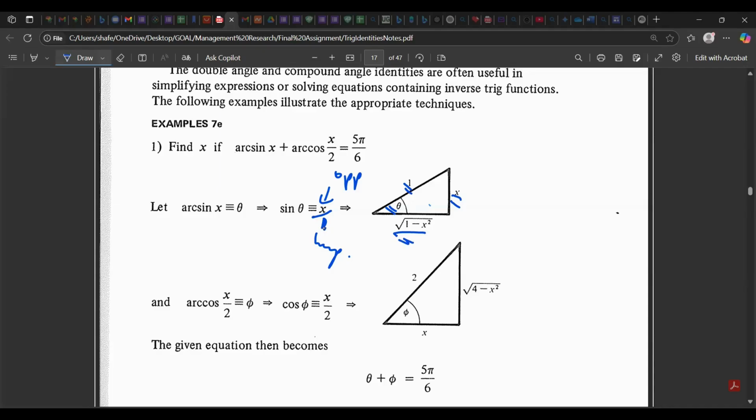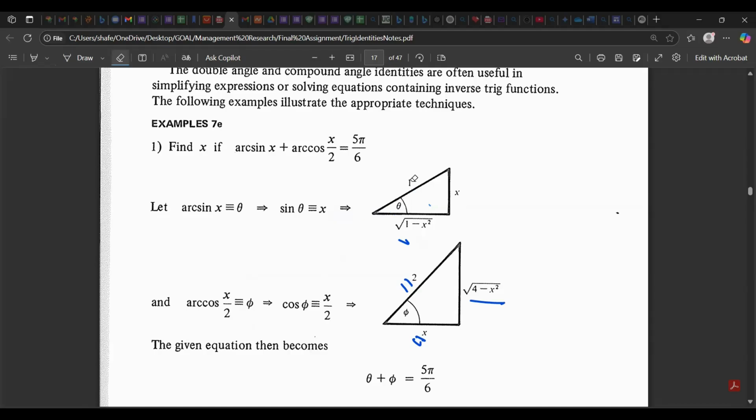Leave it there. Now, next, they let arc cos x over 2 be phi, which implies that cos phi is identical to x over 2. And again, you put that on a triangle. You put phi in the triangle. The adjacent side is x. The hypotenuse is 2. And you can calculate this third side using Pythagoras theorem, right? I guess your brain starts to move there. How do you get that third side? I don't have to tell you. I've got to tell you everything.